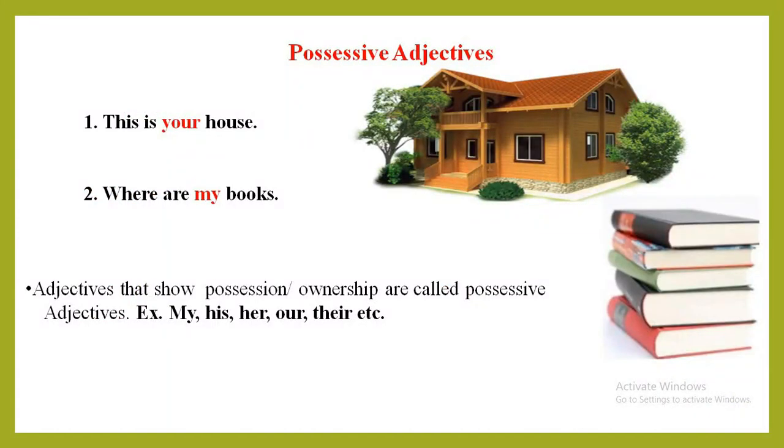Now we'll talk about possessive adjectives. Now look at these 2 examples and observe the words in red color. The words your and my show possession of someone on house and books respectively. Therefore, adjectives that show possession or ownership are called possessive adjectives. Example, my, his, her, our, their, etc.